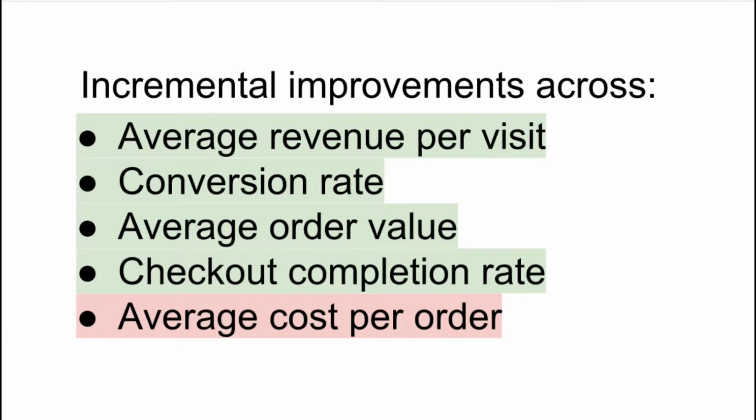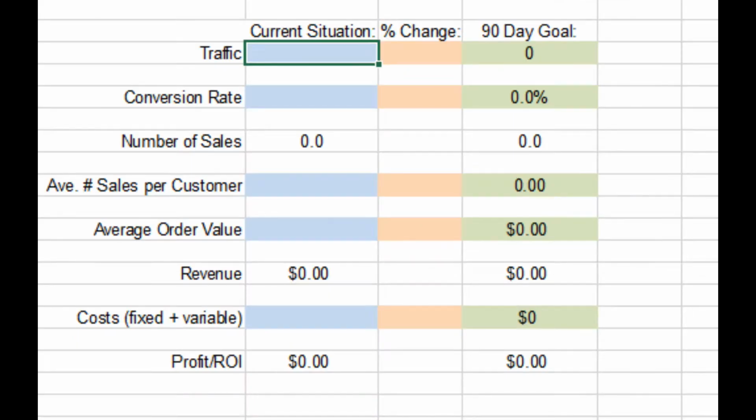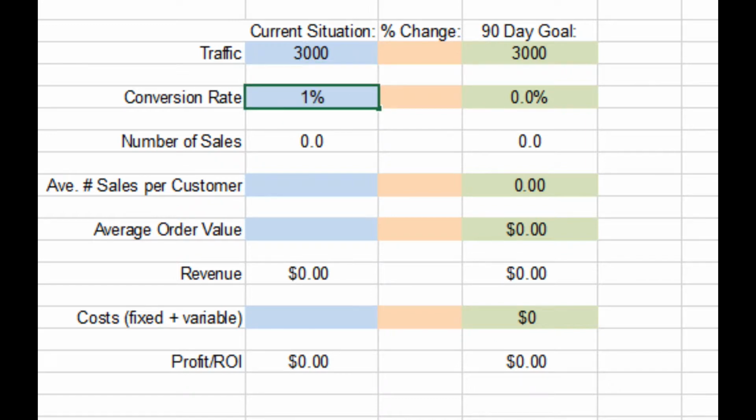Let me show you a quick and easy way to figure out where you're at now and how revenue-based SEO can get you where you want to be. Now, this is an e-commerce ROI calculator that I've designed and used, and let's just start you off with 3,000 in traffic on a monthly basis. And let's just say that your conversion rate is 1%. Now, that's probably below average for most, but for high ticket items it's probably about right.